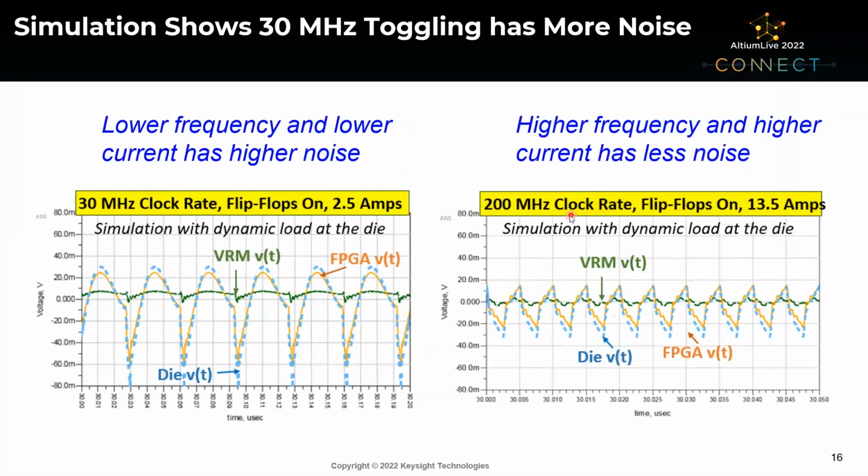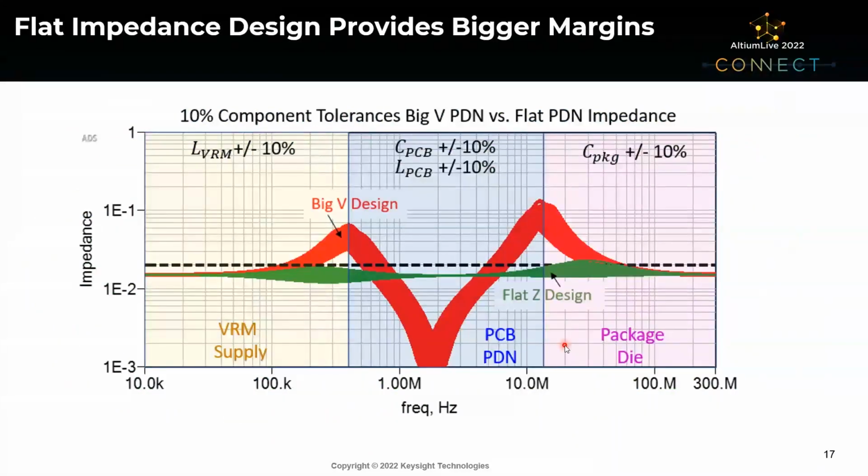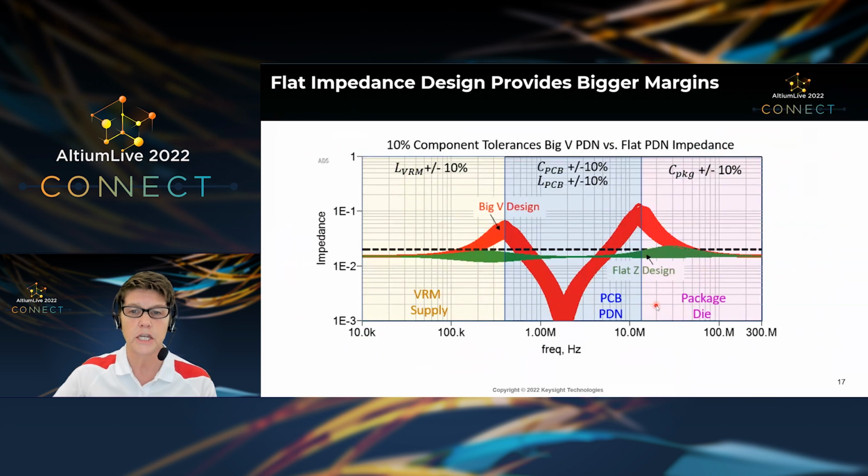So what was very exciting is our simulation here matched with the measurement that I showed you at the beginning of this presentation. So at 30 megahertz with lower current we actually have more ripple because of that impedance peak than we do at the high frequency with more dynamic current. And this type of simulation is setting up, running your power delivery network analysis in simulation and designing for flat impedance. This is another very useful thing that you can do.